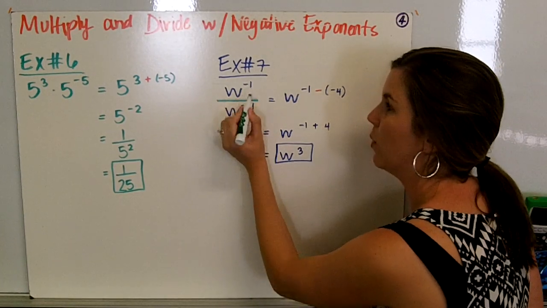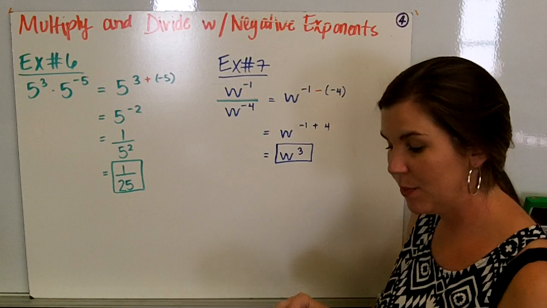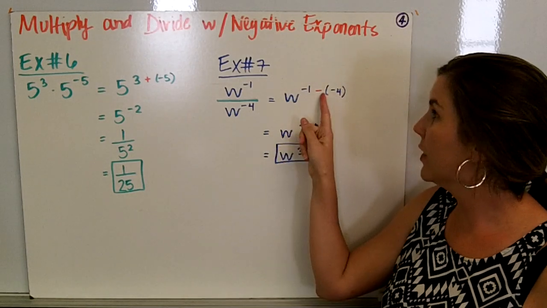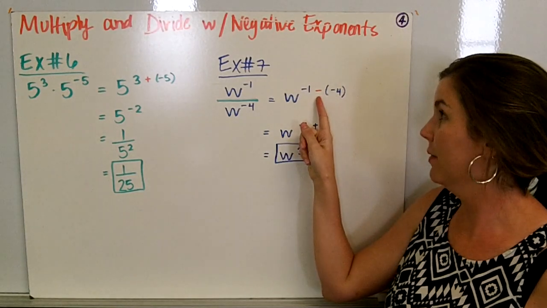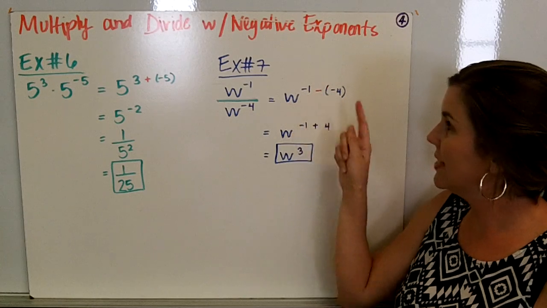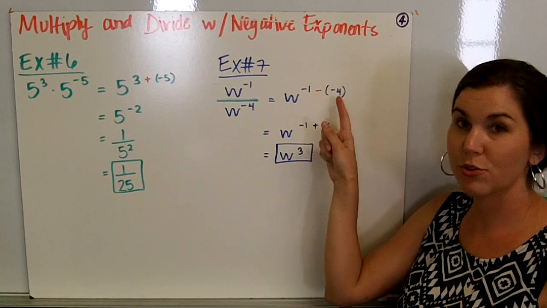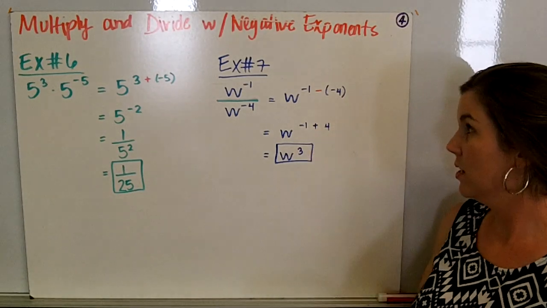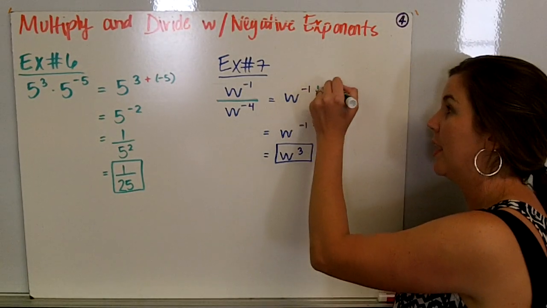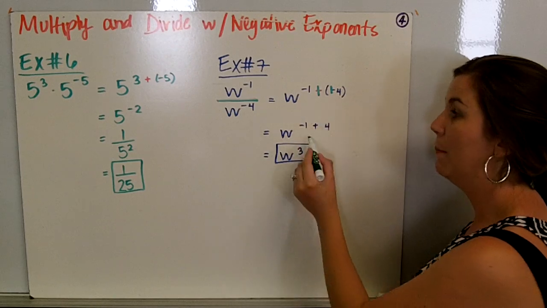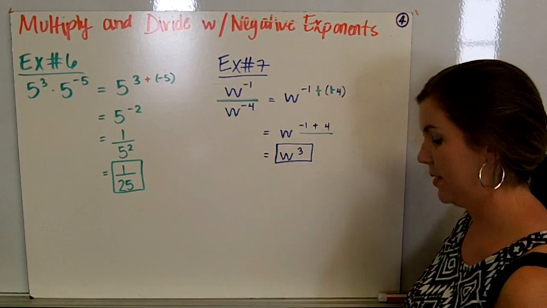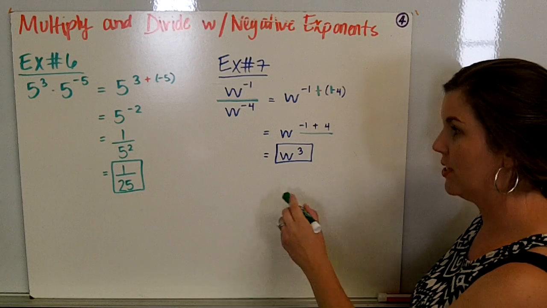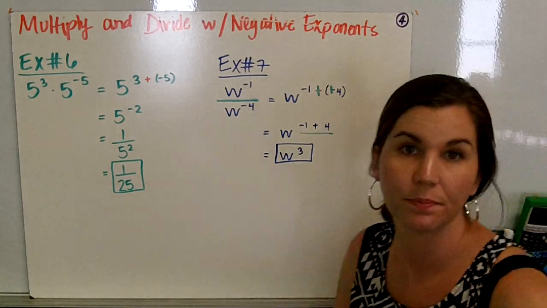All right, so negative 1 minus negative 4. Lots of people get tripped up and forget that that's a minus sign right there, okay? So negative 1 minus negative 4. When you subtract a negative, minus a negative means plus. So here they became positive. Negative 1 plus 4 gives you positive 3. So w to the third power.